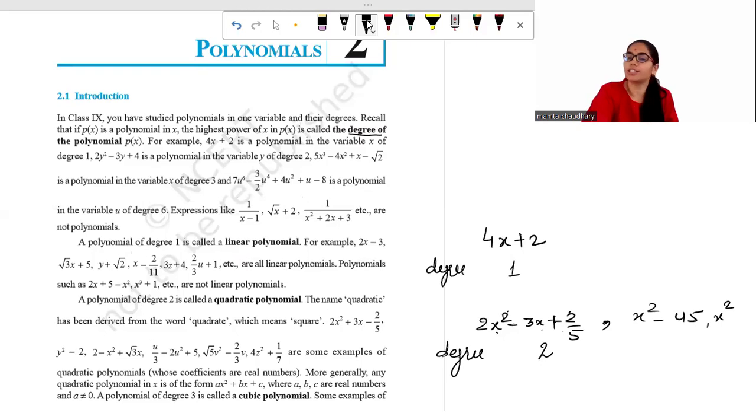Now similarly, here x square minus 45. Only here we have a variable, whose power is 2. It means the degree will be 2. Here also you can see x square, only one term. The highest power is 2, so the degree will be 2.